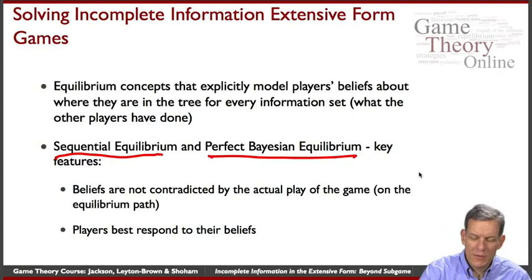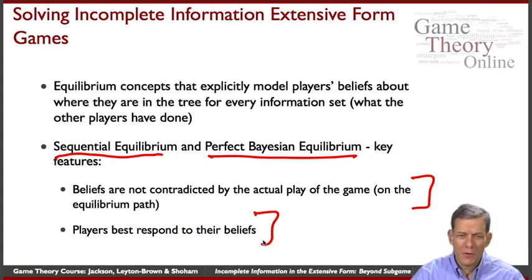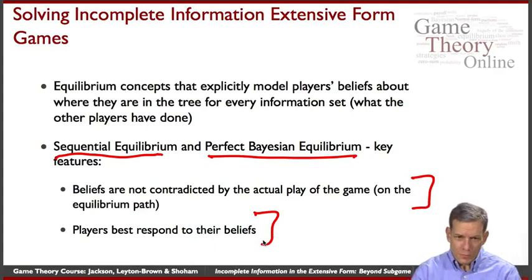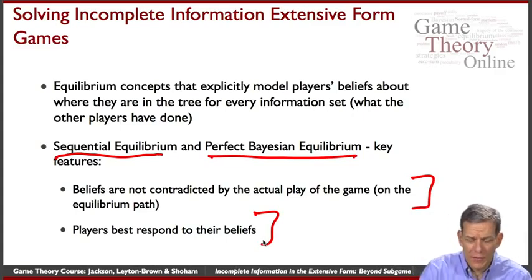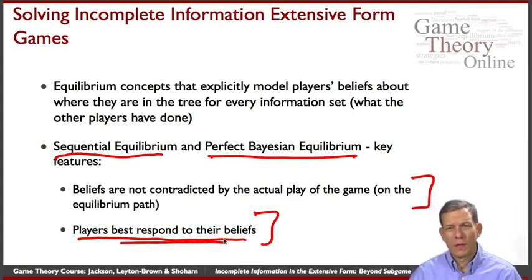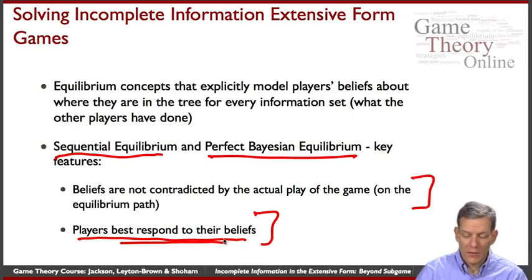And it should be that the beliefs are not contradicted by the actual play of the game, and players best respond to those beliefs. So you have best response and so forth, but you also make a requirement that the beliefs aren't contradicted by the actual play of the game, and players have to best respond to their beliefs even off the equilibrium path. And that's going to have bite in this game.